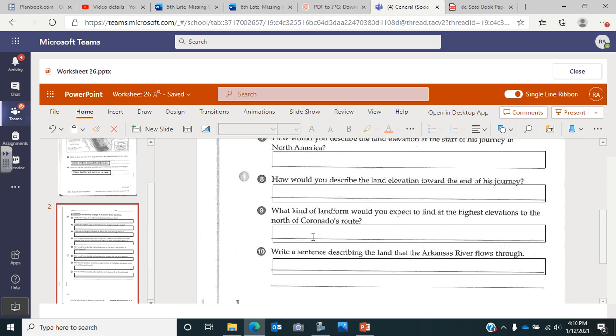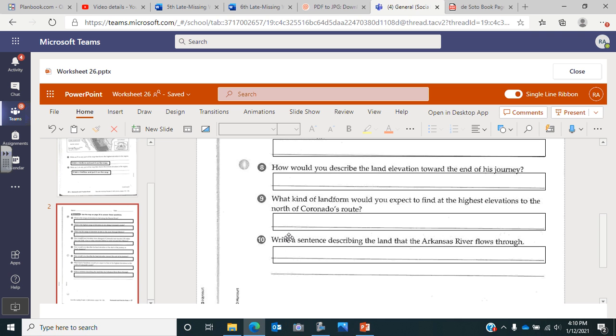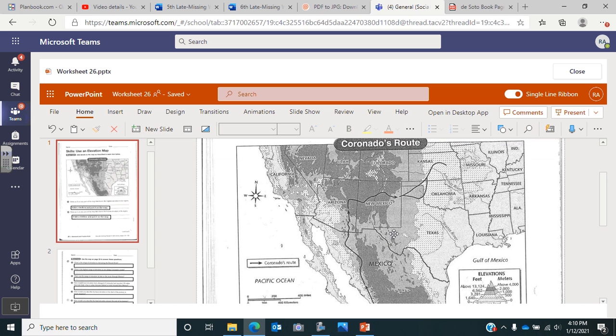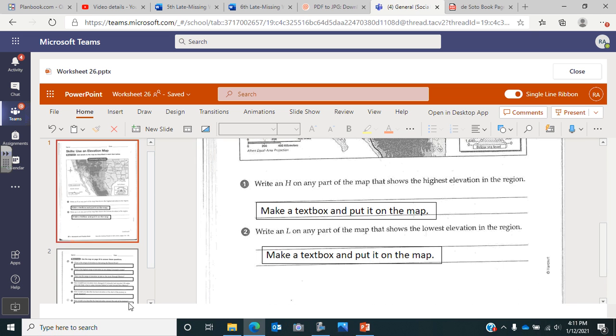And then number 10, write a sentence describing the land that the Arkansas River flows through. So you're finding the Arkansas River again. So looking, seeing, where's that Arkansas River? Oh, there it is. What type of land is that? Do you think it's rocky? Do you think it's hilly? Do you think it's flat? What type of land is here in the Arkansas River? So you're going to answer those questions.